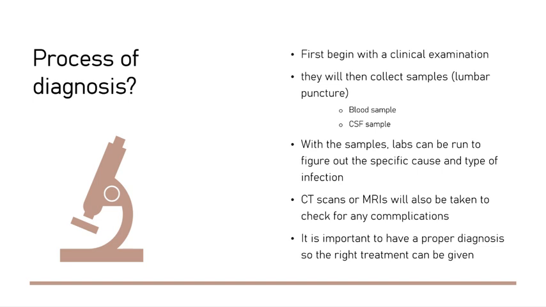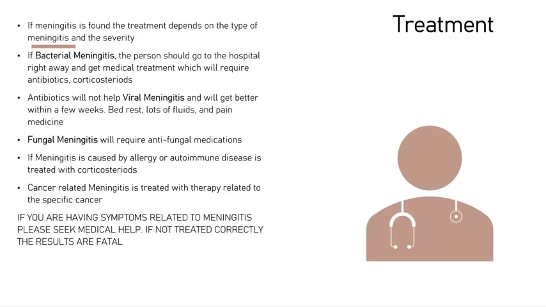The process of diagnosis first begins with a clinical examination. They then will collect samples, some blood samples or cerebrospinal fluid samples, which is also known as a lumbar puncture. With the samples, labs can be run to figure out the specific type of infection and the specific cause. CT scans or MRIs will also be taken just to check for any complications. It's very important to have a proper diagnosis so the right treatment can be given.